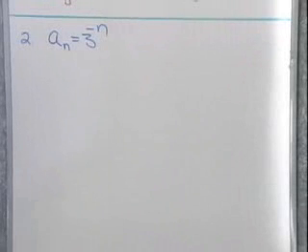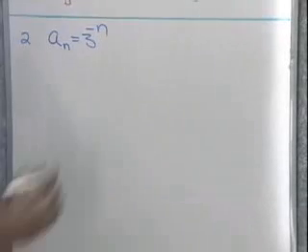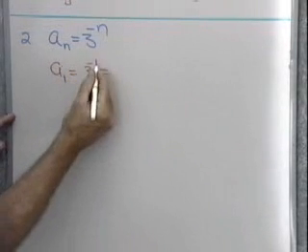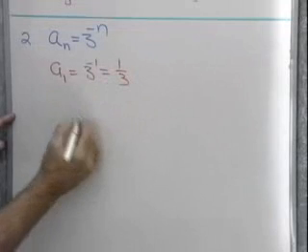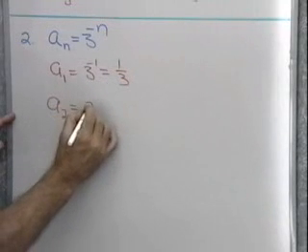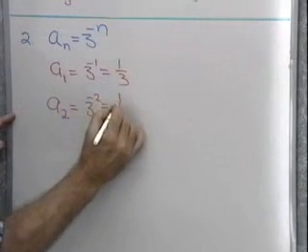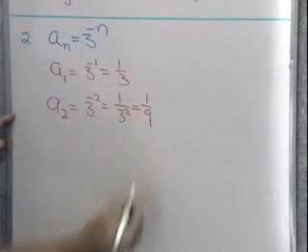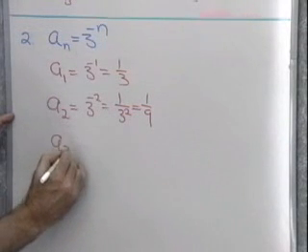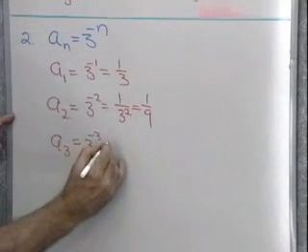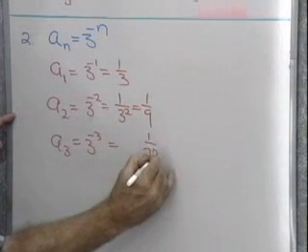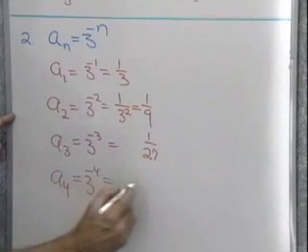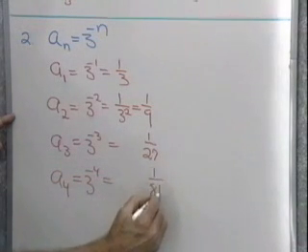Suppose a sub n is equal to 3 to the negative n. Well then, a sub 1 is 3 to the negative 1. Negative exponents give us reciprocals, so that's 1/3. a sub 2 is going to be 3 to the negative 2. Negative exponents again give us reciprocals, that's going to be 1/9. a sub 3, 3 to the negative 3rd, and that's going to give us 1/27. a sub 4, 3 to the negative 4, and you can see that's going to give us 1/81, so on and so forth.